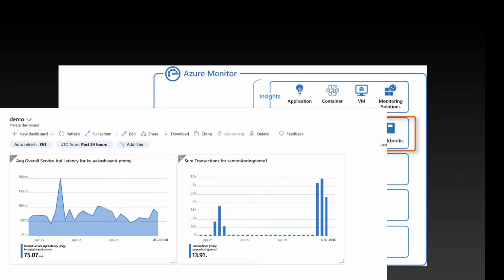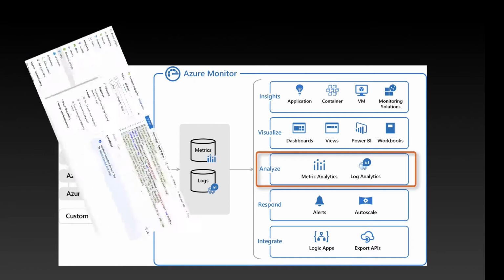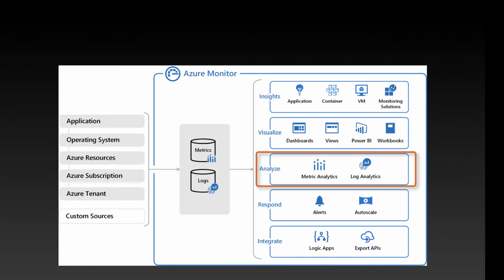You can convert the insights into a workbook, and then from those workbooks you can manage your monitoring data. You can go for further analysis through the analyze option. You can perform analysis on metrics through metrics analysis. You can perform analysis through the Kusto query language on the log database with the help of the Log Analytics workspace. Once you are happy with the analysis, you can also perform actions on that monitoring data.